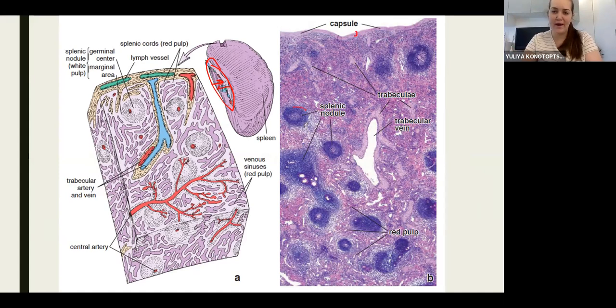Capsule, this is your white pulp, right? This is the white pulp. Everything else is red pulp. So this is the white pulp and this is the red pulp.